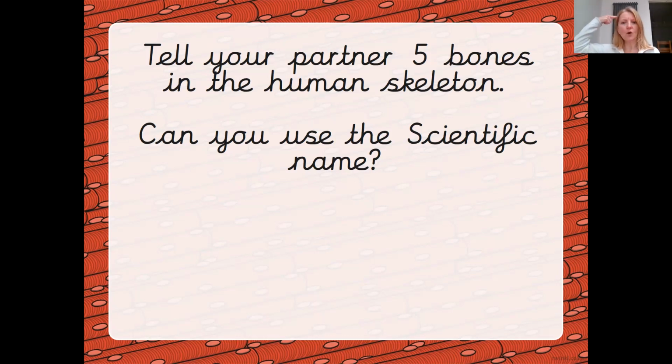So maybe the skull, or the scientific name is the cranium. Do you remember what this one is? Which bone is here? This is your jawbone or mandible for the scientific name. Your fingers, those are your phalanges. And then in your hand, you have your carpals and metacarpals. In your arm, you have your forearm bones, ulna and radius. This is your humerus up here.